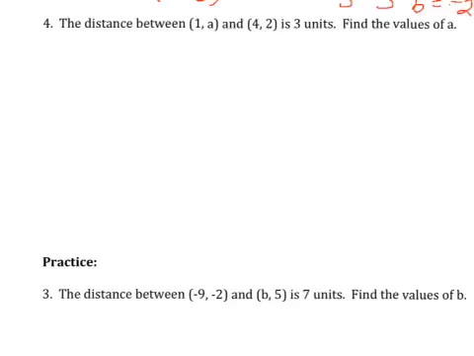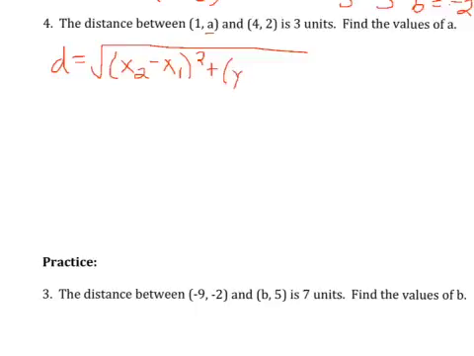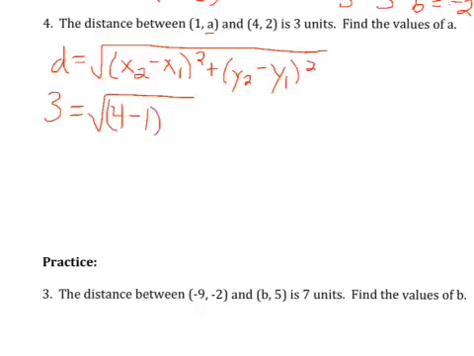Okay, so let's do the same type of problem again. This time we're solving for an a value, and I'll try not to make any mistakes this time. Find the distance between (1, a) and (4, 2). We're still going to use the distance formula: (x2 minus x1) squared plus (y2 minus y1) squared. For the distance, we'll plug in 3. X2 is 4, and x1 is 1. And y2 is 2, and y1 is a.